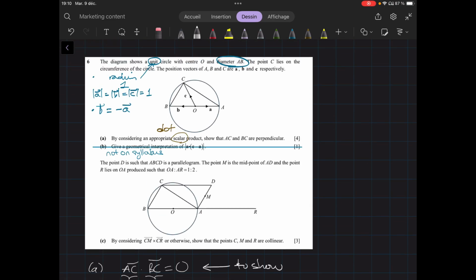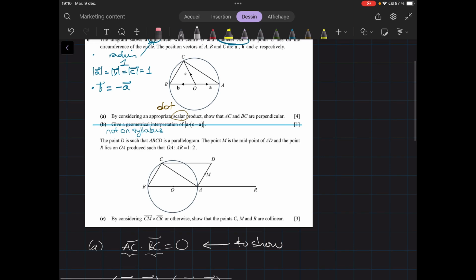We'll skip part B because it's not part of the syllabus. Moving on to part C. In part C, we are asked to show that C, M, and R are collinear. And we can either consider the cross product and show that it is equal to 0, or alternatively, we just have to show that CR is equal to a constant multiple of CM, and both vectors contain C.